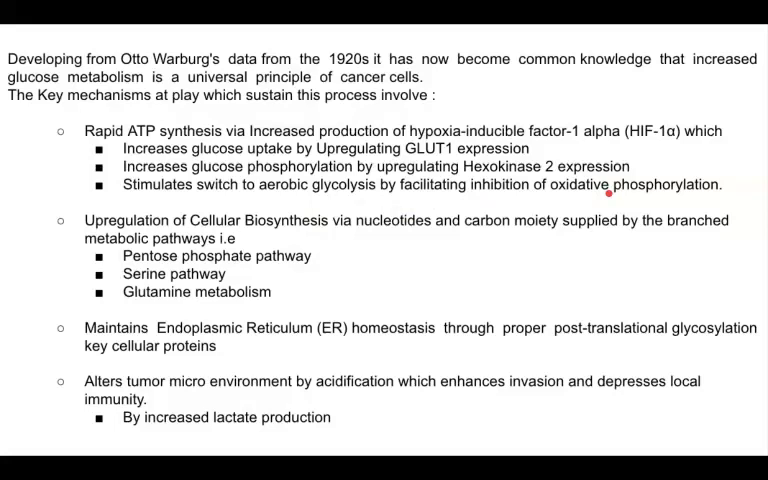So what this Warburg effect does is it creates a state of glucose hunger. And you have every possible mechanism to uptake the glucose and process the glucose. It also upregulates cellular biosynthesis via producing the building blocks, that is the nucleotides and the carbon moieties, which are supplied by branching pathways or intermediate metabolic pathways of the glycolytic pathway. These include the pentose phosphate pathway, the serine pathway, and glutamine metabolism.